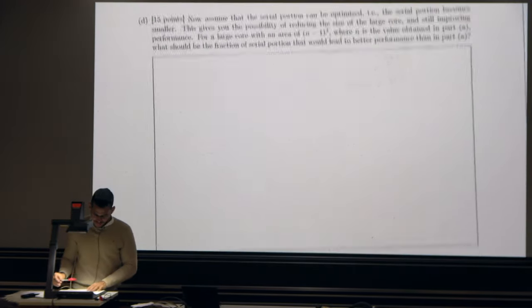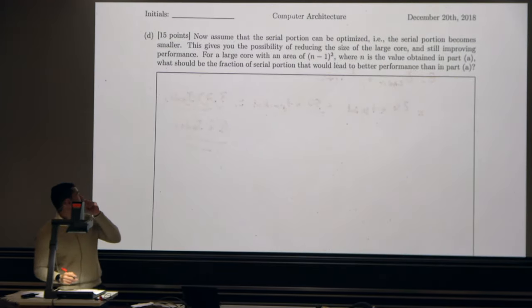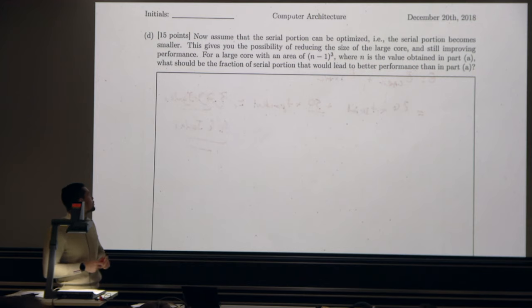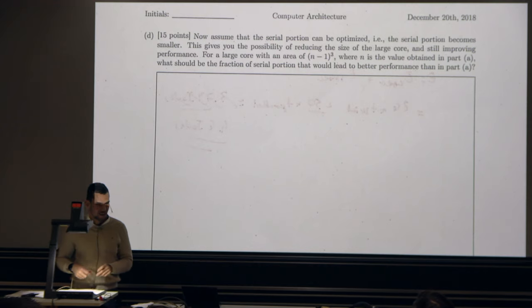Okay. Part D. Now assume that we are going to optimize the serial portion of the code, and the serial portion is going to become smaller. This gives you the possibility to reduce the size of the large core and to improve performance. For the large core with an area of (n minus 1) to the power of 3, where n is the value obtained in part A, so it's still 2, what should be the fraction of the serial portion that will lead you to a better performance than part A?